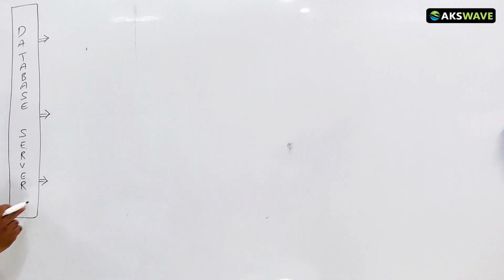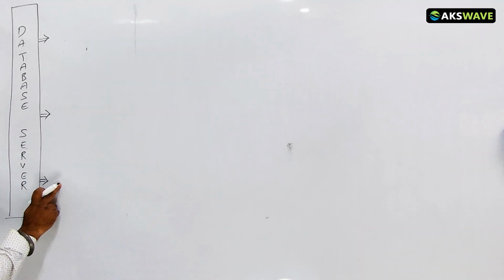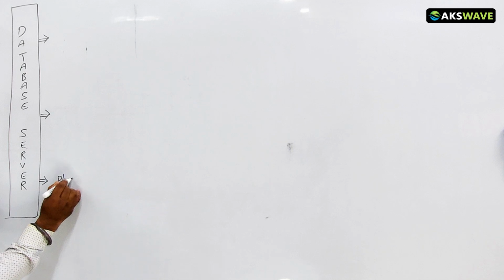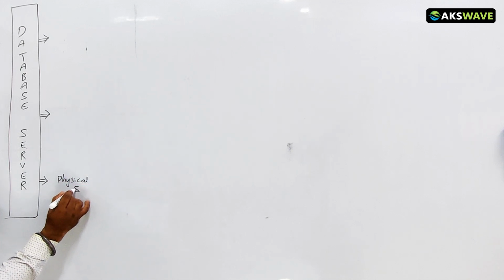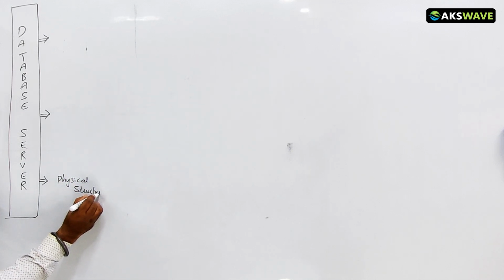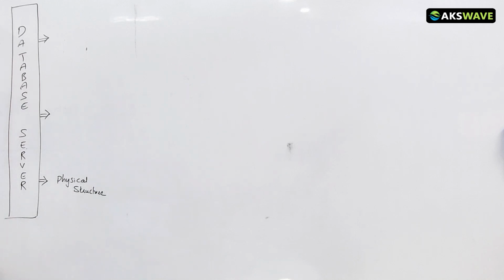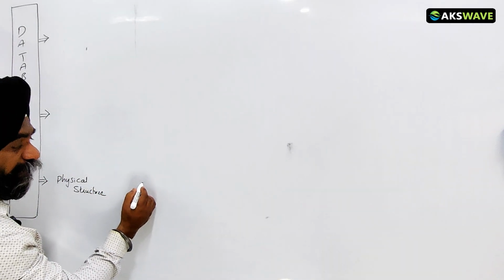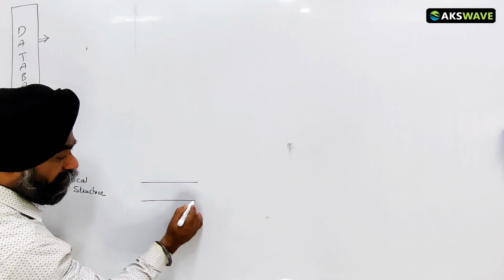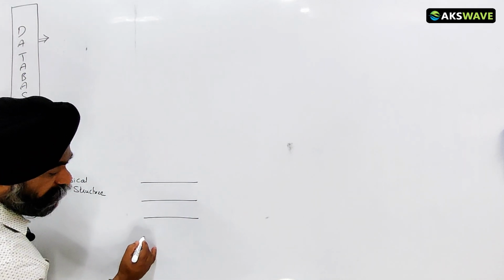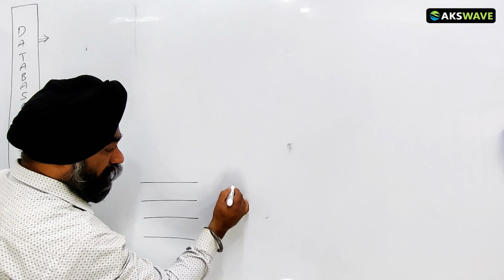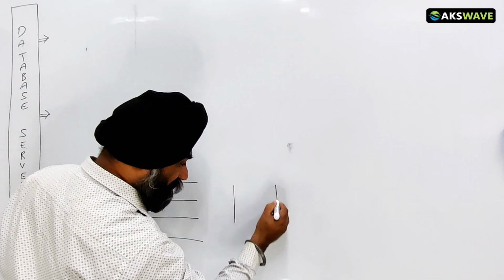Now, what are those? One of the main important components is the physical structure. It is one of the important components of my database. What is this physical structure? Physical structure consists of files.